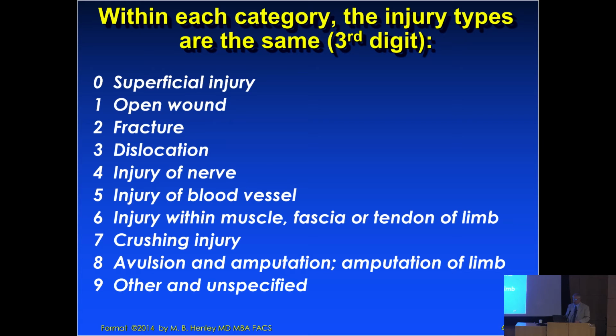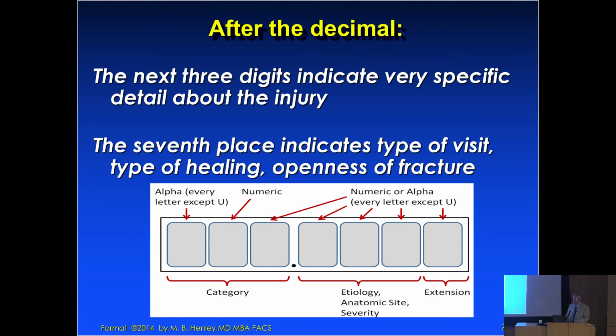A 3 is a dislocation. 4 is an injury to a nerve, and so on. And if you have both a fracture with a nerve injury, you're going to have 2 separate codes by anatomical site. 7 is a crush, 8 is an avulsion or amputation, and 9 is other or unspecified. So those, again, the first 3 digits denote the category and are very specific about the injury.